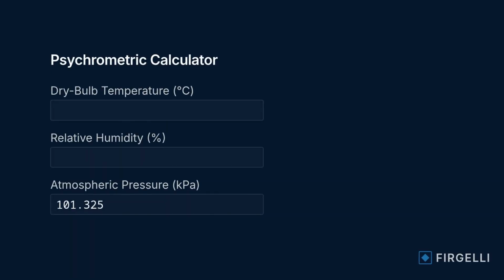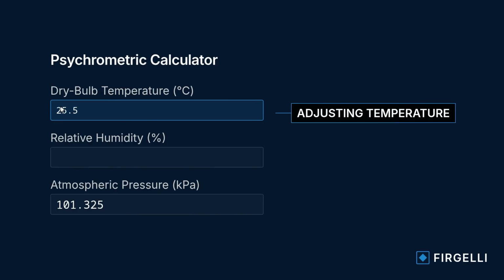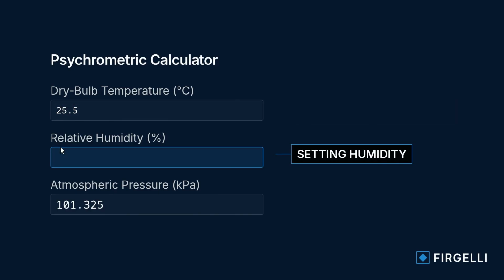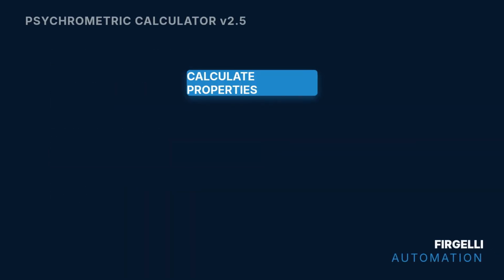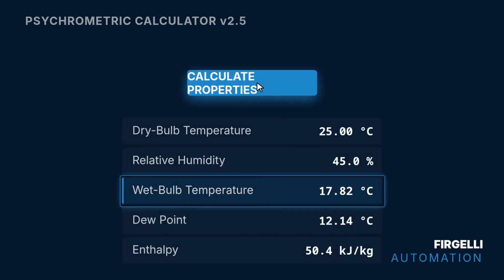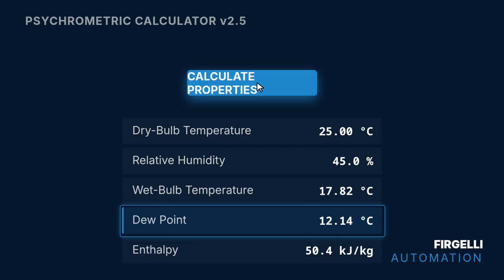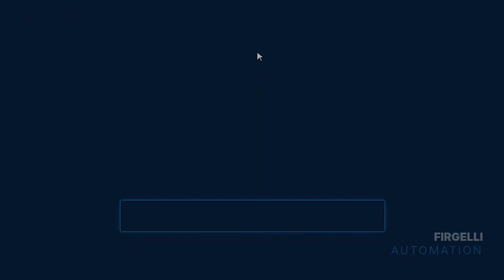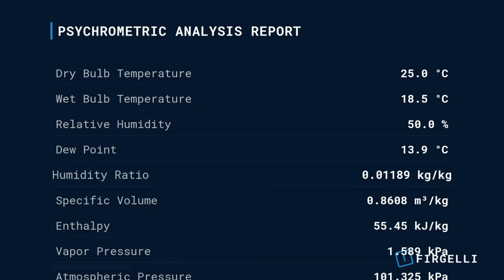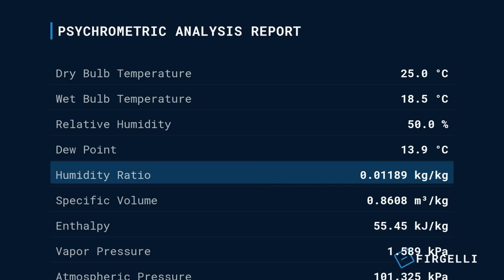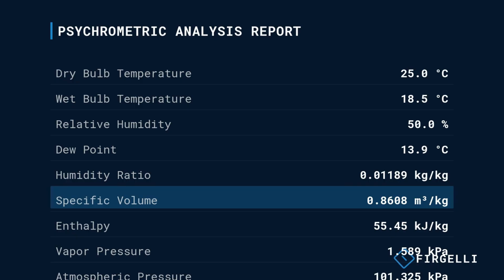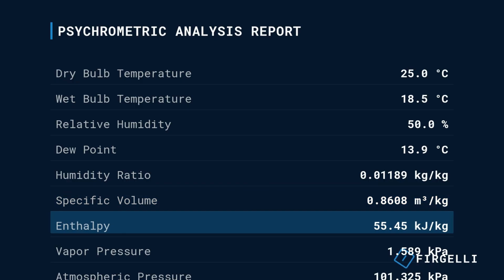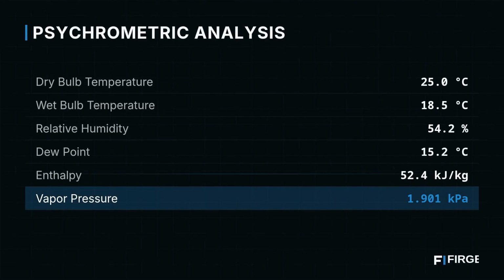Here's a worked example. I'll enter 25 degrees Celsius for dry bulb temperature and 60% for relative humidity, keeping atmospheric pressure at 101.325 kilopascals. After clicking Calculate Properties, the results show wet bulb temperature is 4.76 degrees Celsius, dew point is 16.72 degrees Celsius, relative humidity confirms 60%, humidity ratio is 0.01189 kilograms per kilogram, specific volume is 0.8608 cubic meters per kilogram, enthalpy is 55.45 kilojoules per kilogram, and vapor pressure is 1.901 kilopascals.